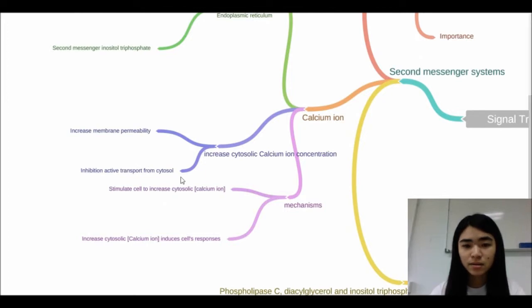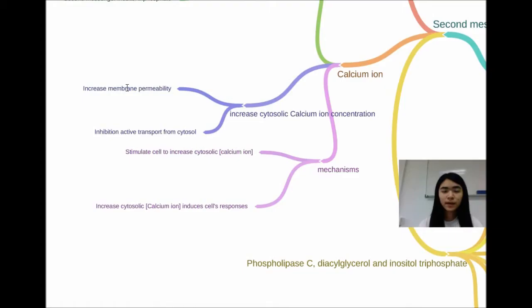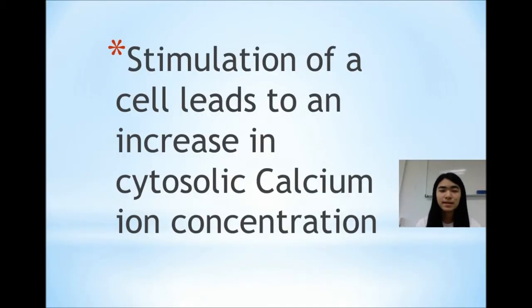The increase in the cytosolic calcium ion concentration can be achieved by inhibition of active transport of calcium ion from the cytosol into the extracellular fluid and by an increase in the membrane permeability to calcium ion. Calcium ion involves two mechanisms, which are the stimulation of a cell leads to an increase in cytosolic calcium ion concentration, and also an increase in the cytosolic calcium ion concentration induces a cell's responses. Let us start from the first mechanism. The first mechanism is the stimulation of a cell leads to an increase in the cytosolic calcium ion concentration.